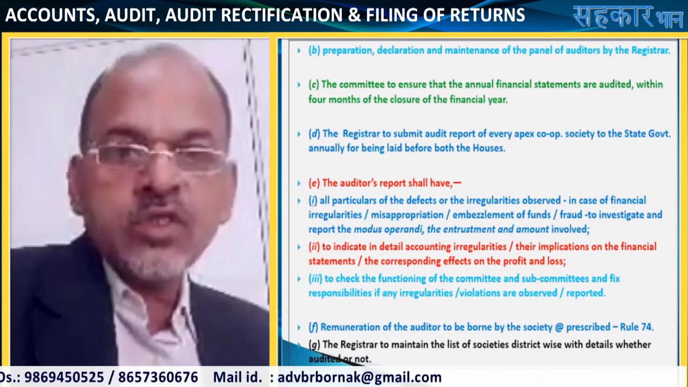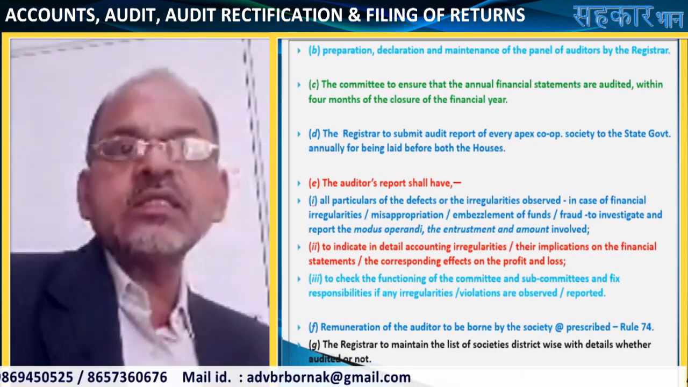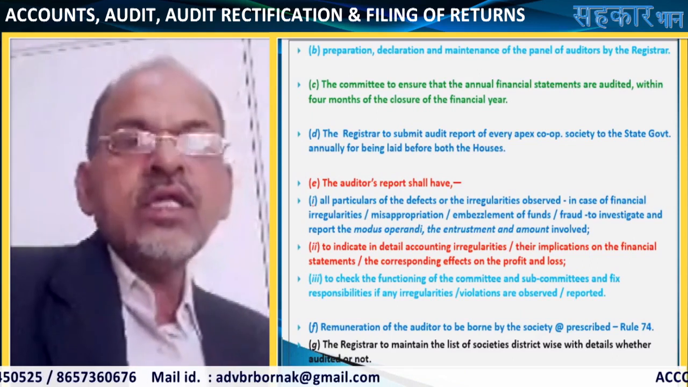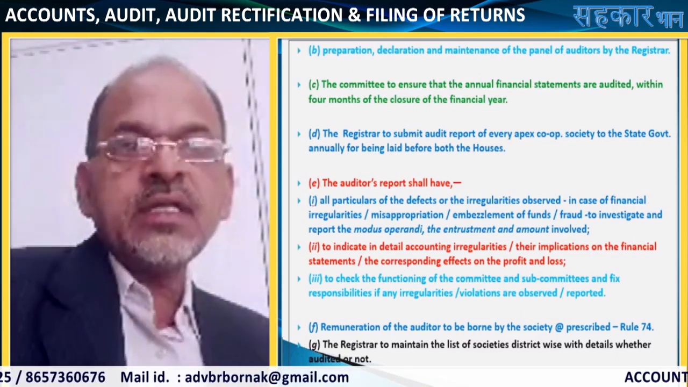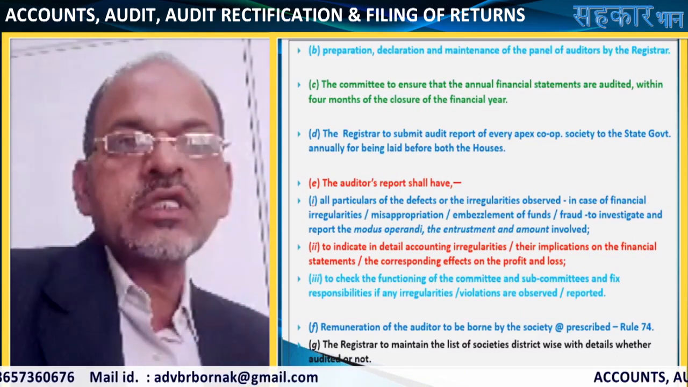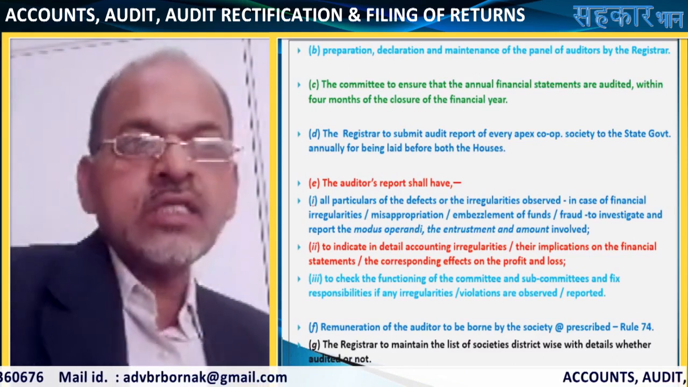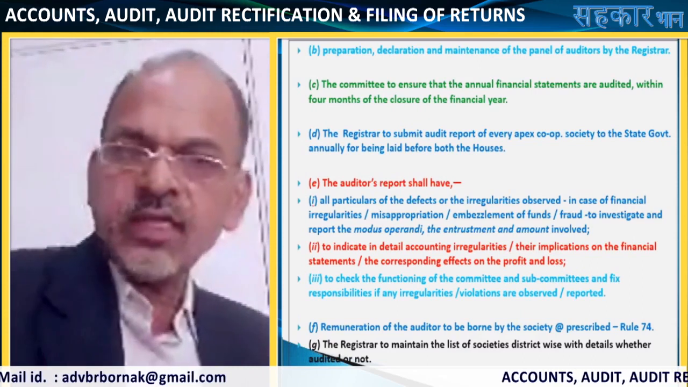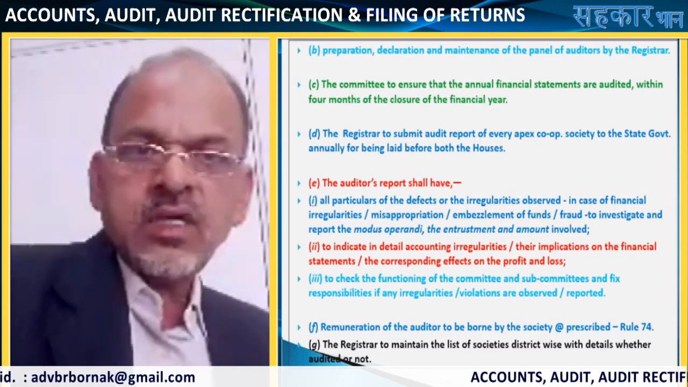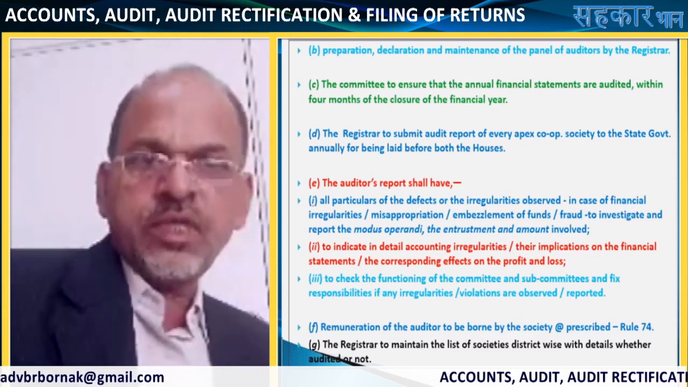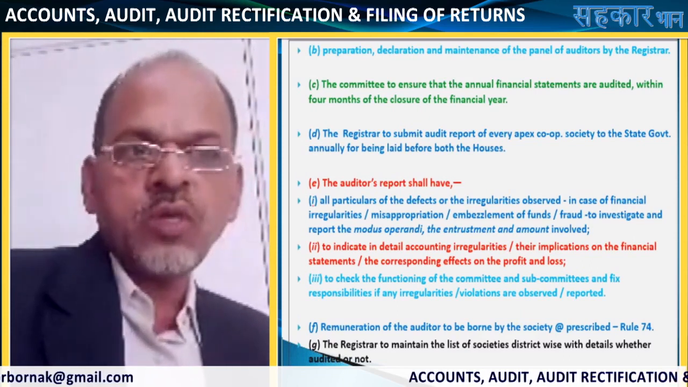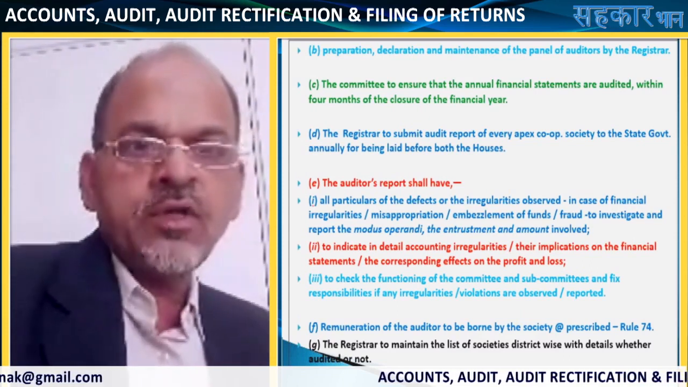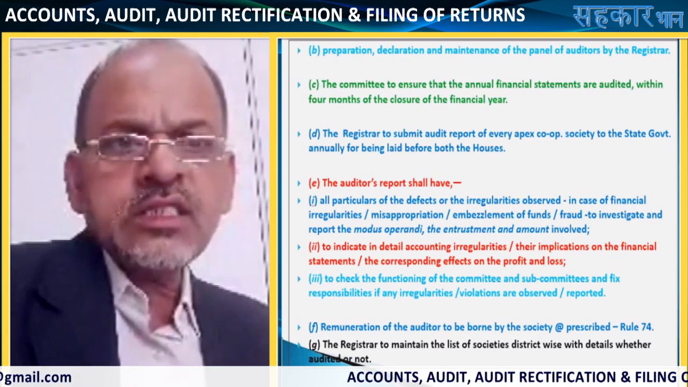Here also again the time period is given of 4 months. Accounts have to be audited within 4 months from the close of the financial year, that is the cooperative year. The registrar is to submit the audit report of every apex cooperative society to the state government annually for being laid before both the houses. We have seen earlier that the audit report of an apex cooperative society is to be laid before both houses of the state legislature.